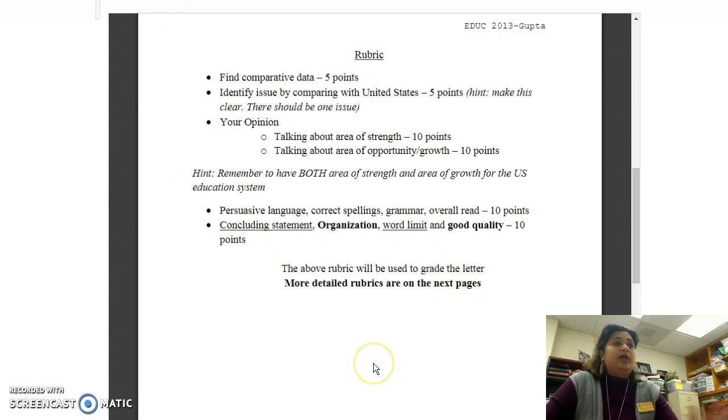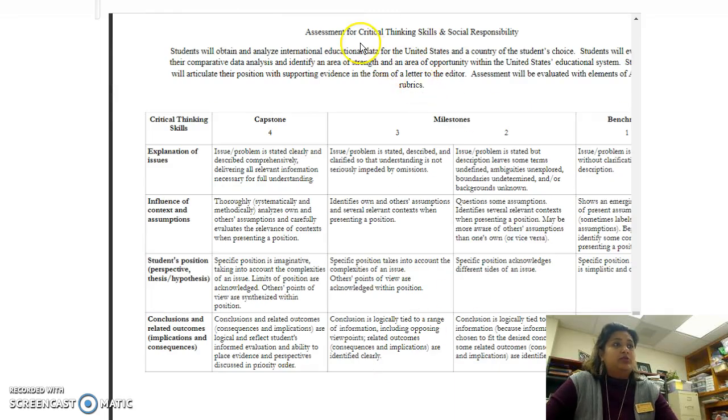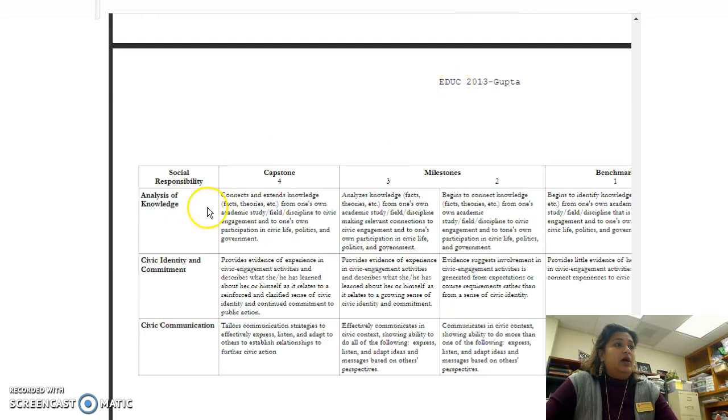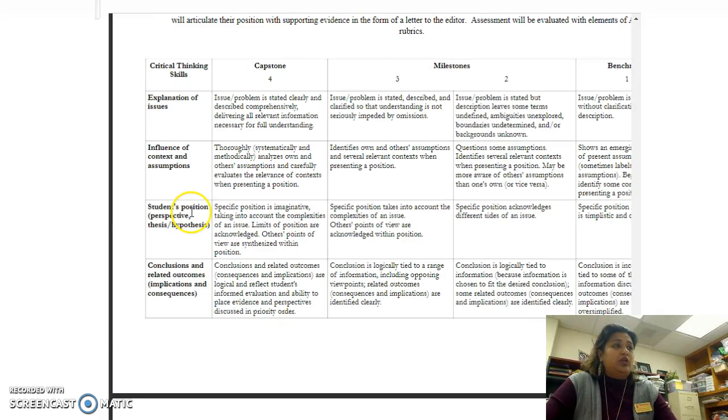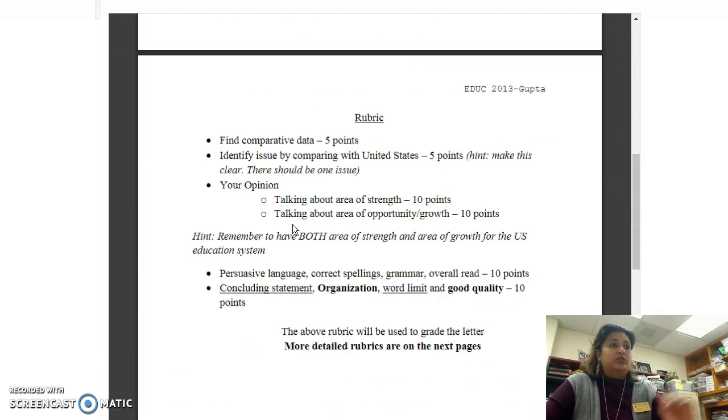This is the rubric that I'm going to be using to grade this letter. But as you will see, there are also 2 other rubrics that talk about critical thinking skills and social responsibilities. So talking about, are you aware of your civic duties, analysis of the knowledge, talking about all those things. I've tried to take these 2 rubrics, which are common among all the 7 courses, and break them down in a simple form so that this is the one that I'm going to be looking at.